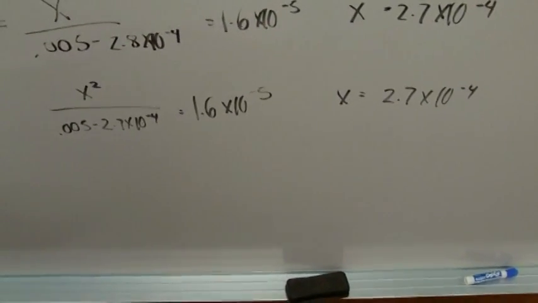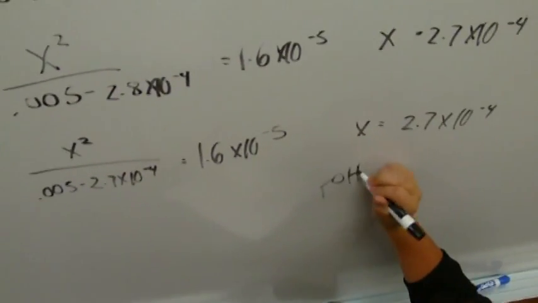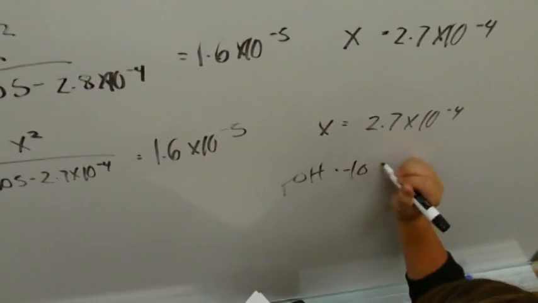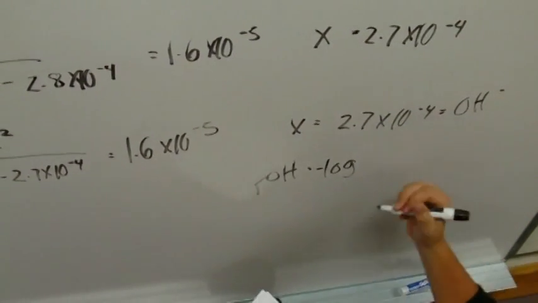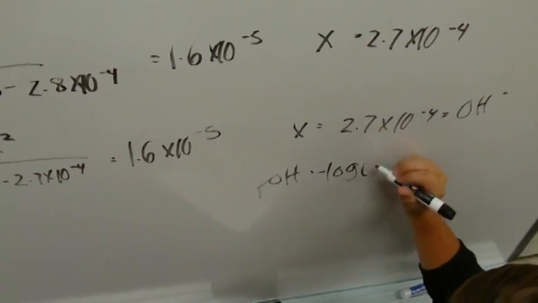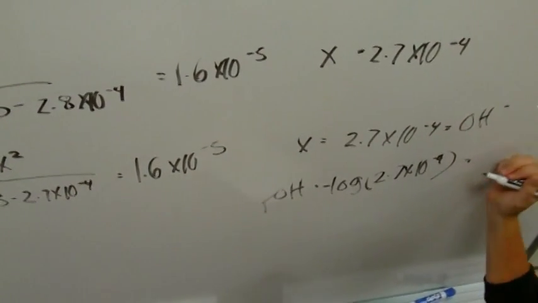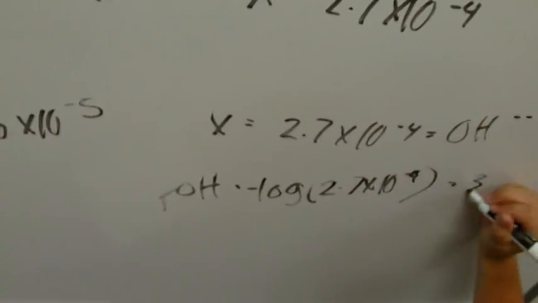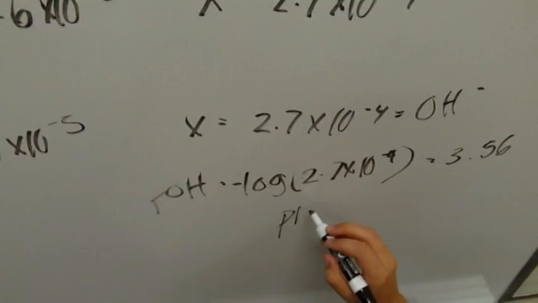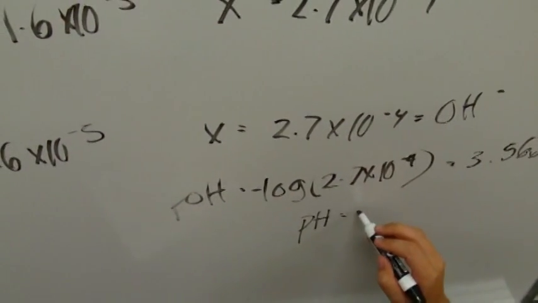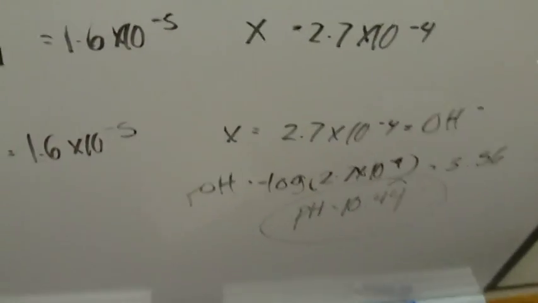we'll be able to find out what the pOH is. Again, pOH is just the negative log of the OH negative concentration, which is the negative log of 2.7 times 10 to the negative 4, and that equals 3.56. From that, we can find the pH. 14 minus 3.56 is equal to 10.44. There's our pH. There we go.